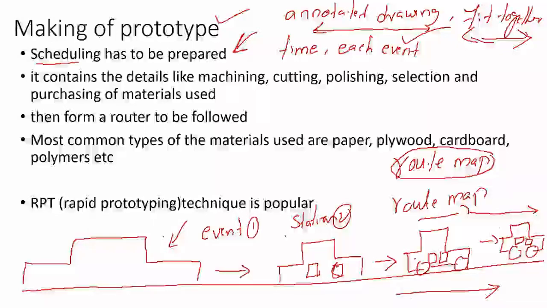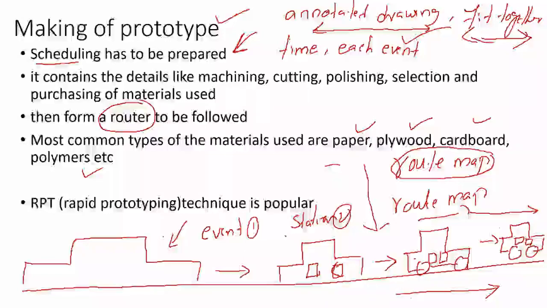In prototype development also we need a scheduling thing even before the starting of the work. The materials most probably used for developing a prototype are paper, plywood, cardboard, polymer. The router here is not a WiFi router, it is the route map. They are meaning it as route map, right?